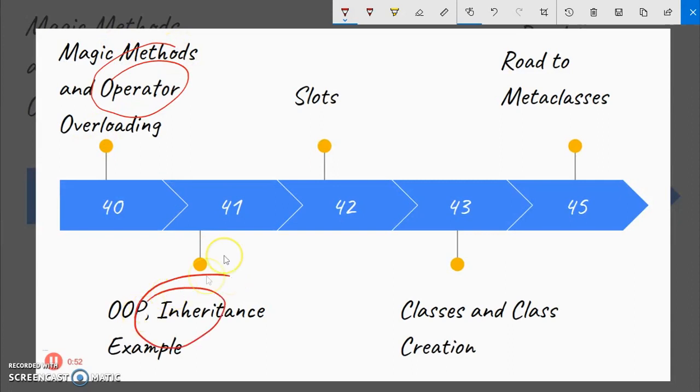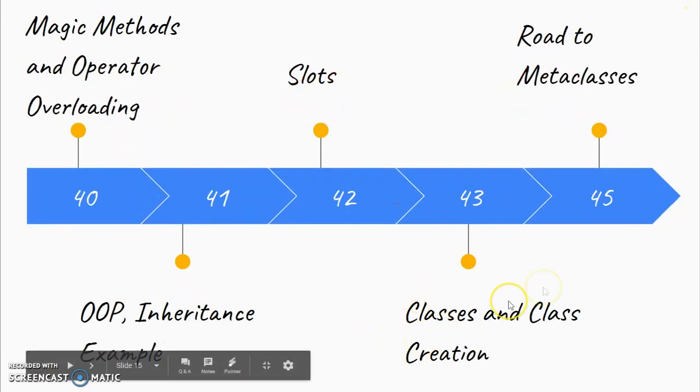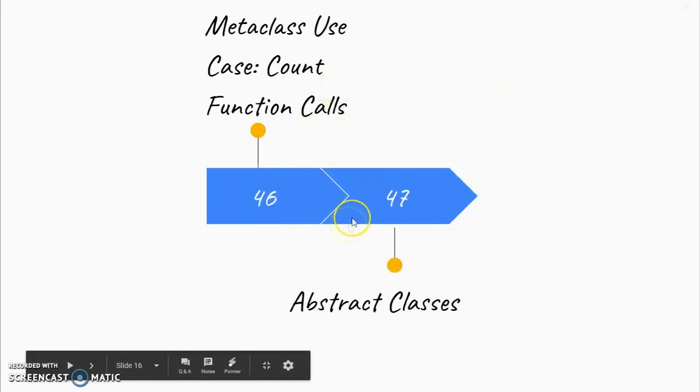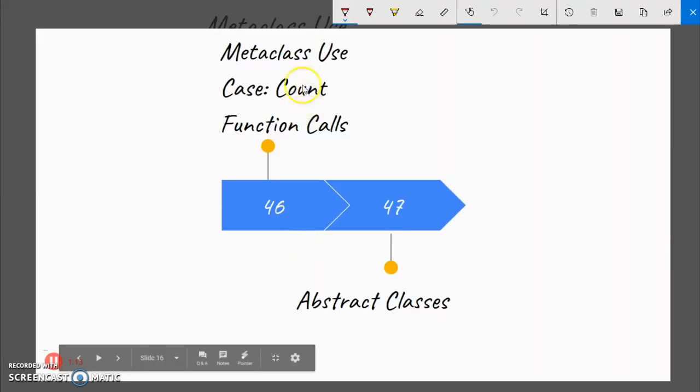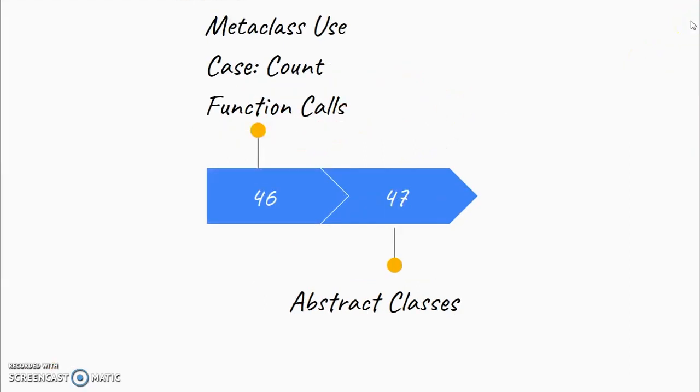Then inheritance examples, slots, then classes and class creation, then the road to metaclasses. It will be in sequence 40, 41, 42, like this. So we will learn everything in sequence. And the last two chapters are metaclasses, the use of classes, the count function, call, and abstract classes. So this will be, I think, lecture 47, abstract classes, our last lecture of learning Python for data science. So the total number of lectures is 47 till now.